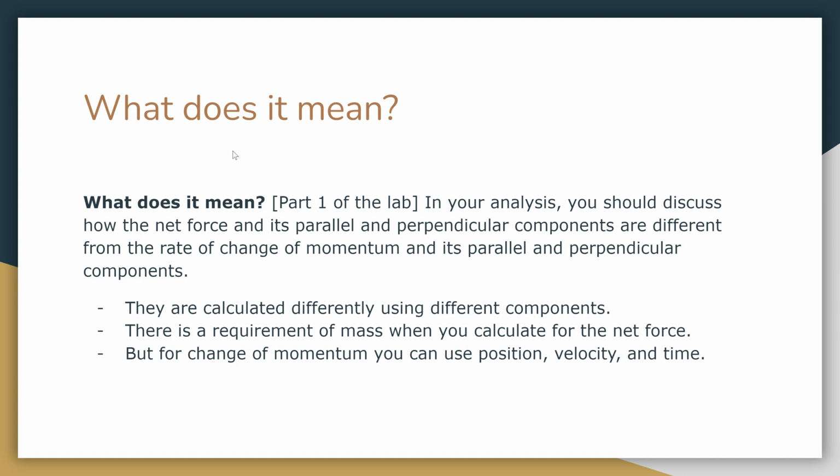And what does this mean? Question. So essentially, they are different because they're calculated differently using different components. And when you calculate for the net force, there is a requirement of mass. But when you calculate for changes in momentum, you don't really need the mass. You can calculate it using position, velocity, and time.